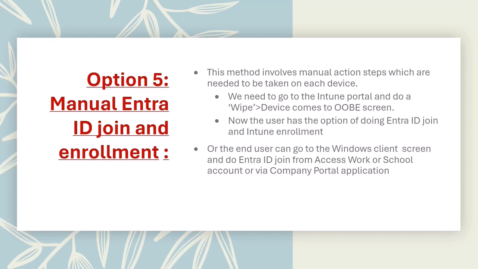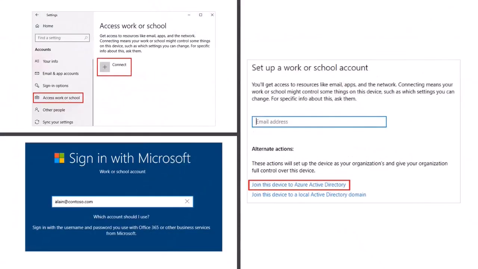All I have to do is go to the Intune portal and do a wipe of that device. When the wipe of that device happens, the device is going to come back to the OOBE screen. Now you just have to do a next, finish, and then you can go into the settings, go into Access work or school, Connect, and then you will have an option which says Join this device to Azure Active Directory. When you click on that, you enter your username, password, the device gets Azure AD joined and Intune enrolled, meaning the device is going to be cloud native.